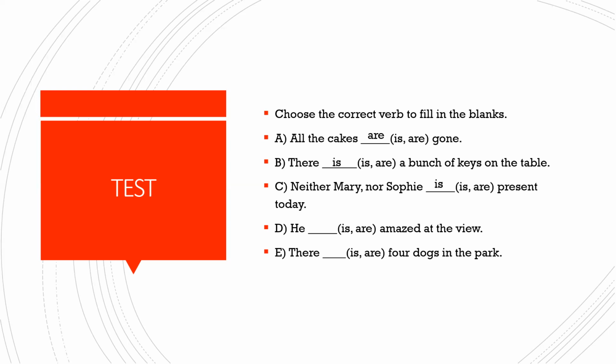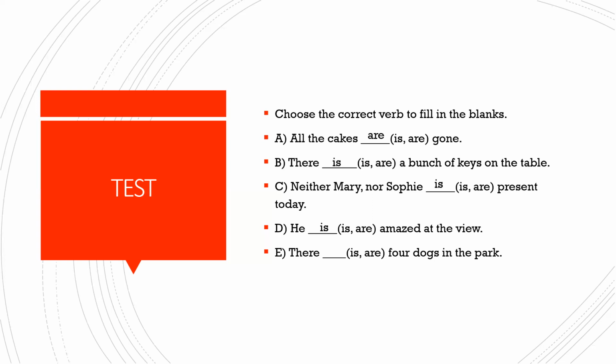What about the next one? He amazed at the view. He is amazed at the view, or he are amazed at the view. Where is your subject? And is it a singular subject or a plural subject? I think this one's easy, because it is. He is one person, a boy or a man. He is amazed at the view. What about the last one?